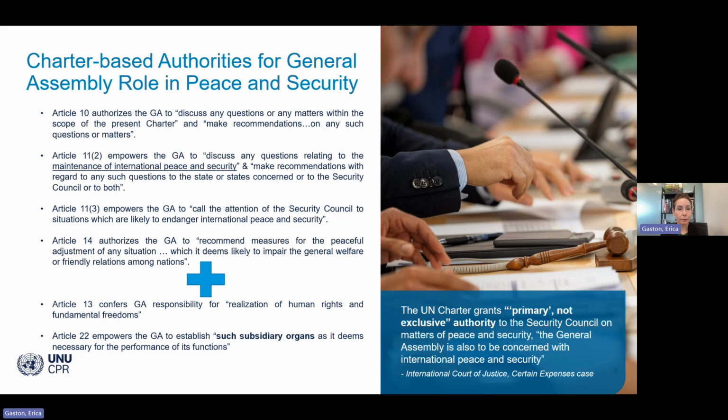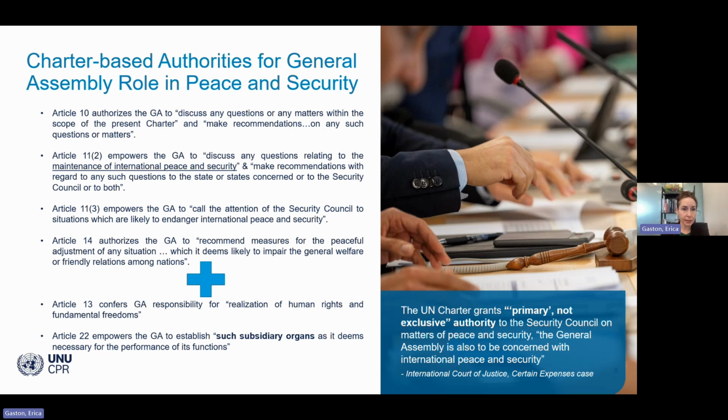Also important are some of the GA's other powers and functions, whether that's its budgetary authority, or Article 13, which gives it an additional responsibility on the realization of human rights, which come into play in a lot of peace and security situations. And also a super interesting provision in terms of how the GA actually engages on peace and security, and that's Article 22, which empowers the GA to establish subsidiary organs as necessary for its functions. And as we'll see in some of the case examples, that's what enables it to sometimes take actions in peace and security matters, to establish a peace operation, to establish a fact-finding commission or things like that.